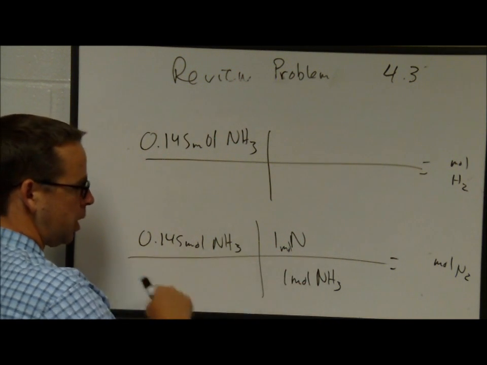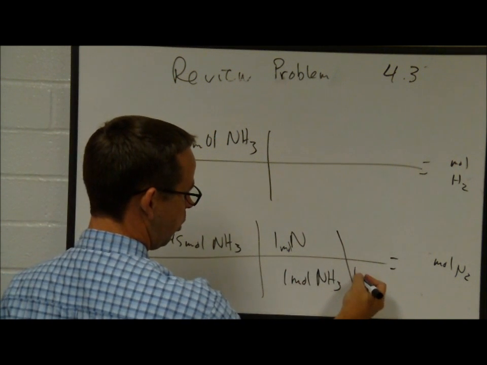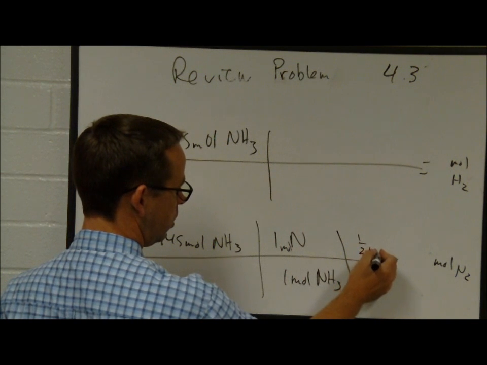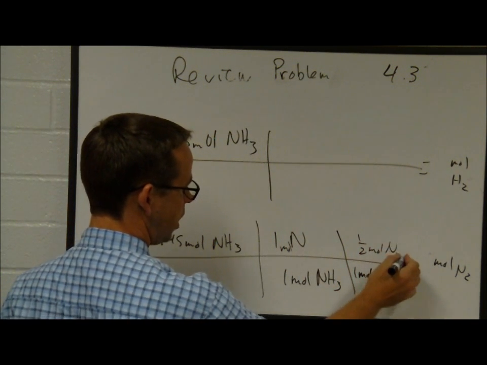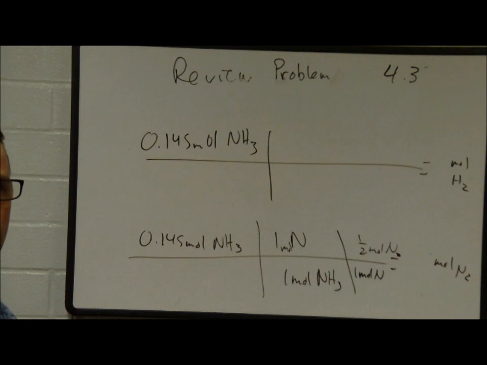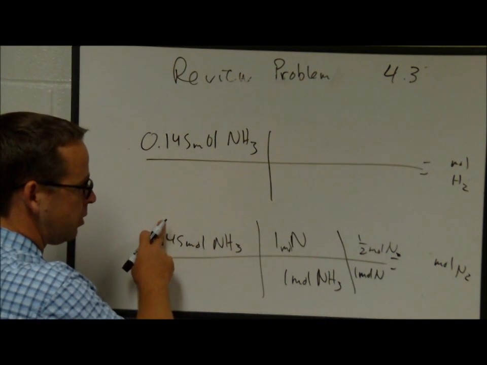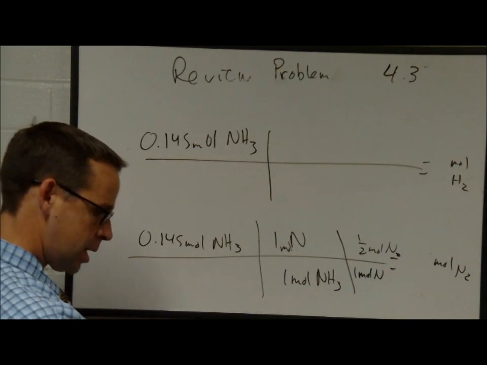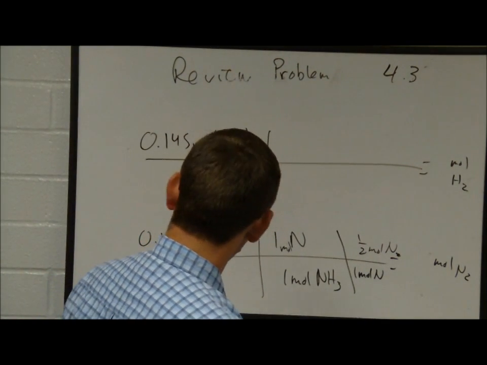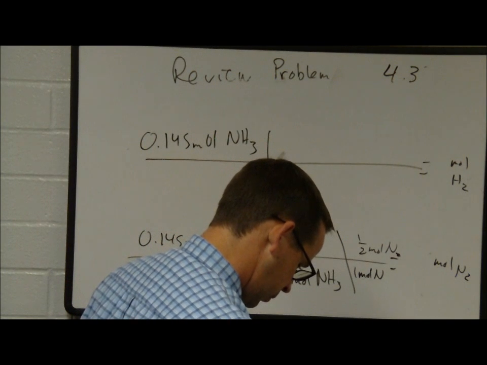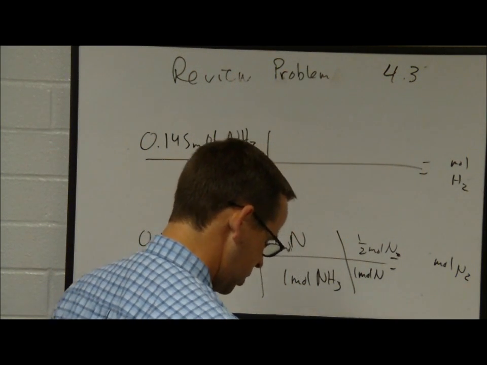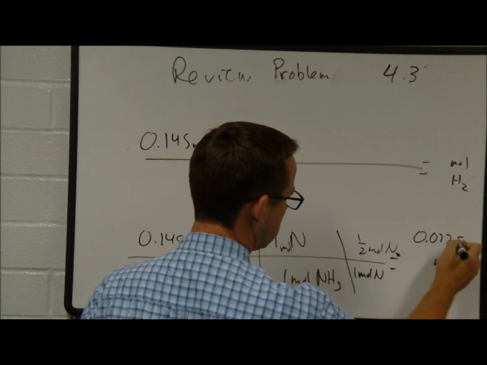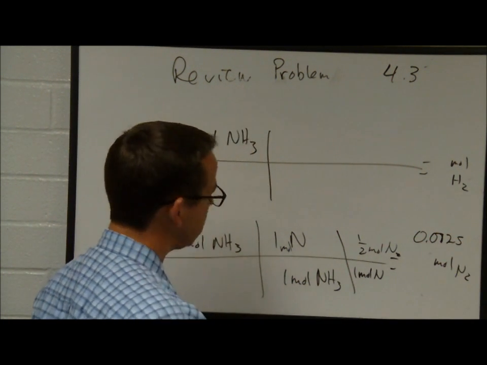This is how many moles of ammonia we have. And for every 1 mole of nitrogen, I can get 1/2 a mole of N2 gas, nitrogen gas, right? So 0.145, 1 to 1 here, times 1/2, and that's how much nitrogen gas I can get. 0.145 divided by 2 is 0.0725. That's how many moles of nitrogen gas I could get.